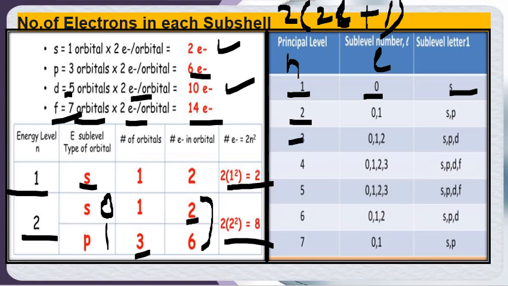While in the third shell there are three values, that is 0 as well as 1 as well as 2, which means S is present, P is also present, as well as D. For the fourth one, there are four values of L, which means S orbital is present, P, D and F are present, as the value of L for F is 3.